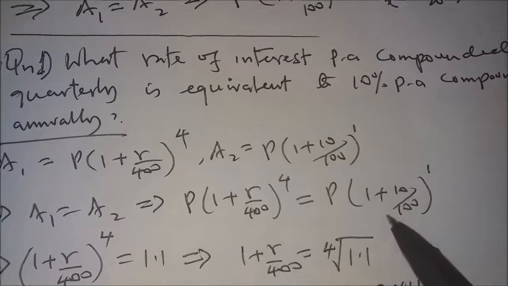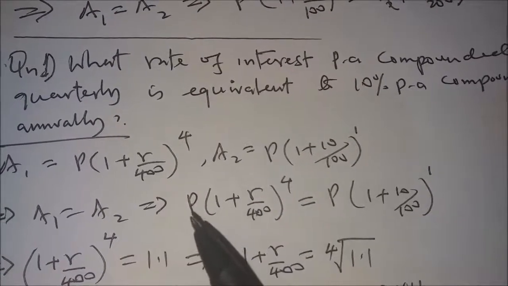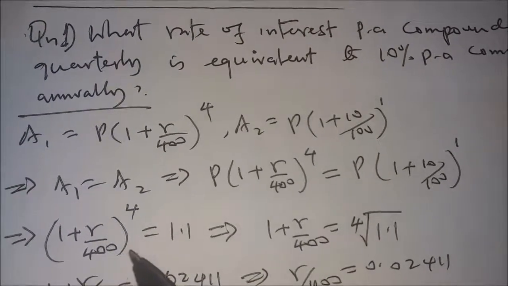So what are we looking for in this equation? We are supposed to solve for R. The P's will disappear from both sides, and we have this equation here.